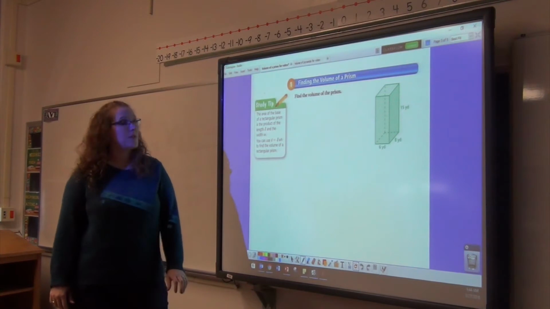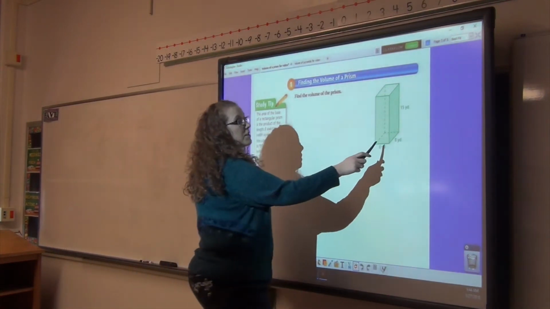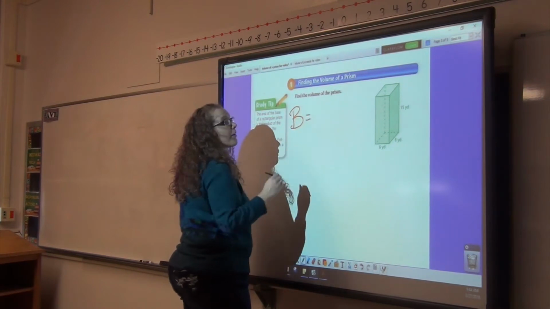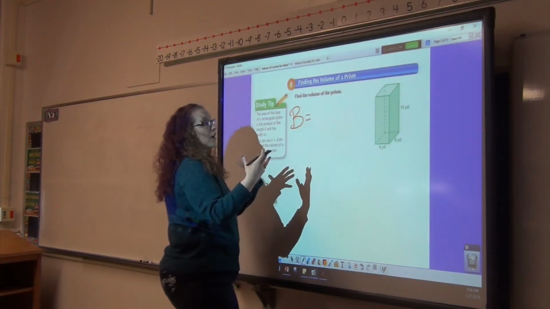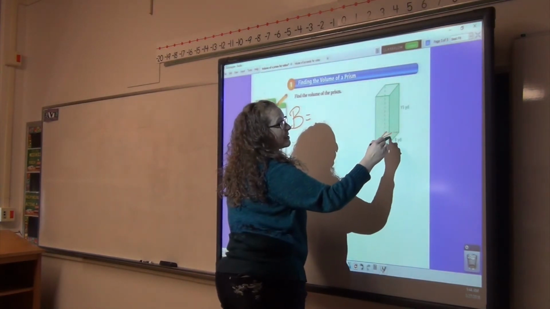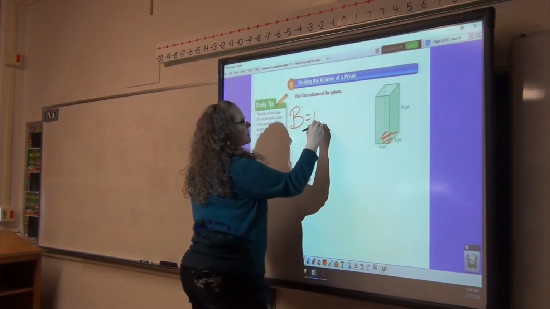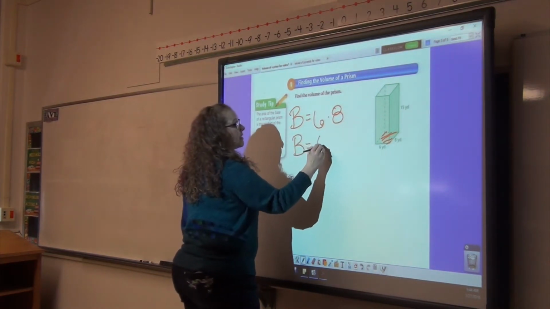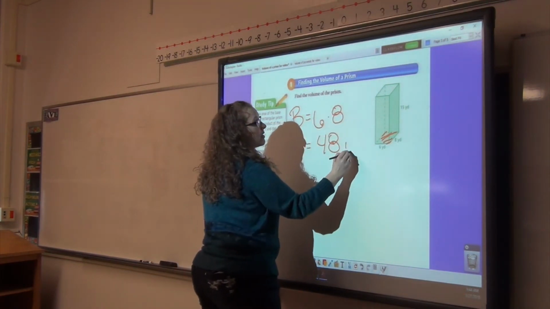Let's find the volume of this prism. We have got 6 yards by 8 yards by 15 yards. So our base is the area of whatever side we choose to be the base. In this case, I'm going to choose this side here. So it is 6 times 8. So our base equals 48 yards.